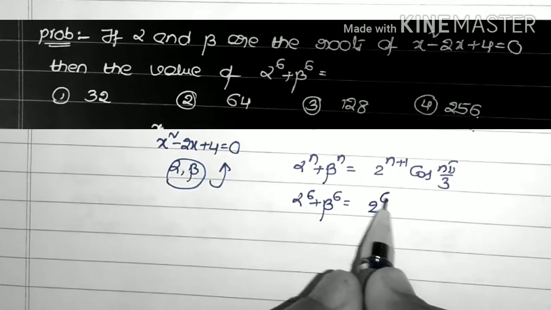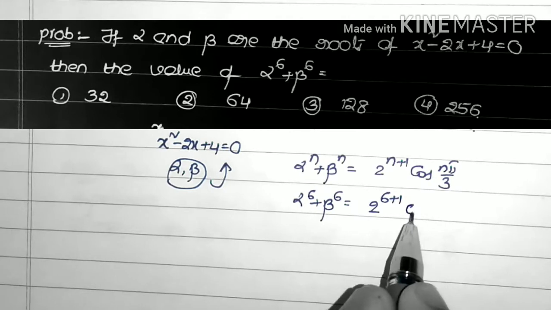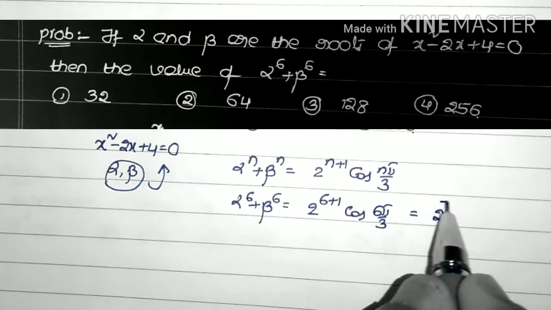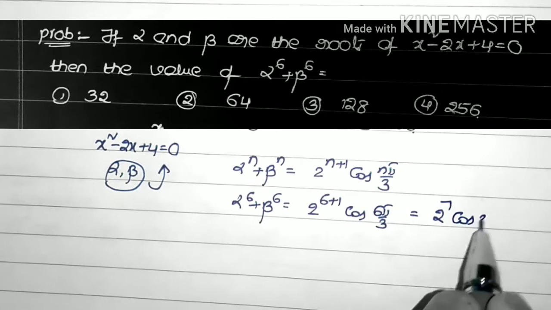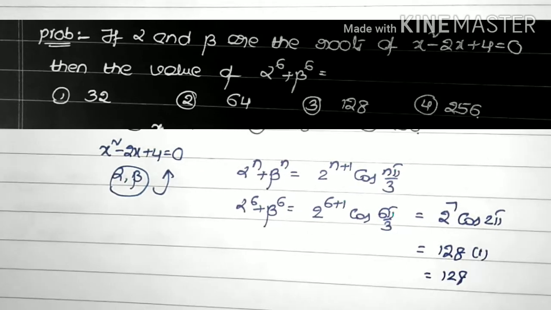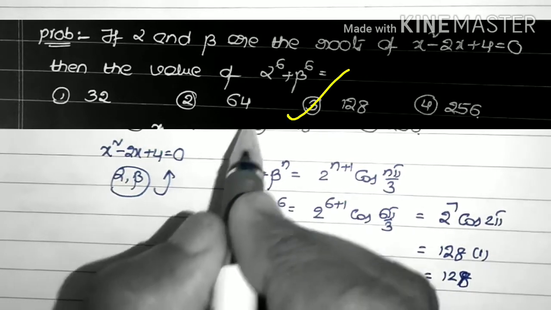That is alpha power 6 plus beta power 6 is equal to 2 power 6 plus 1 into cos 6 pi by 3. That is 2 power 7 into cos 2 pi. So this is equal to 128 into 1, that is equal to 128, which is the third option.